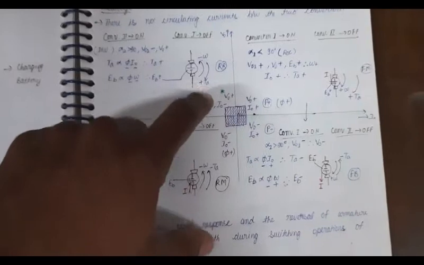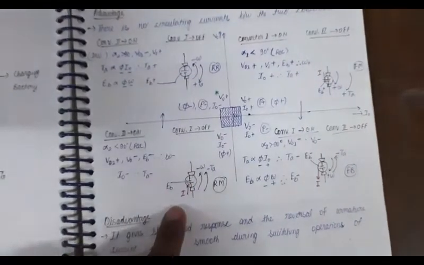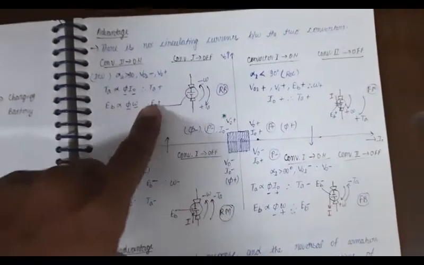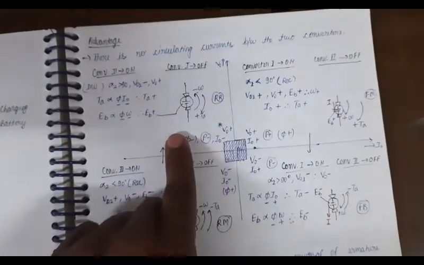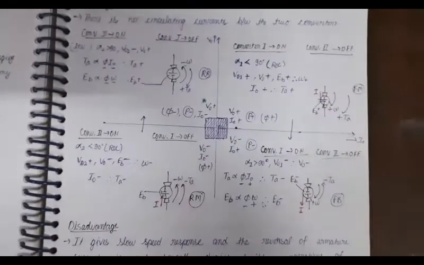So the direction will be the same as in the third quadrant, but the speed will be reduced. It will transmit its energy to the load or the source. So this was all the four quadrant operation.